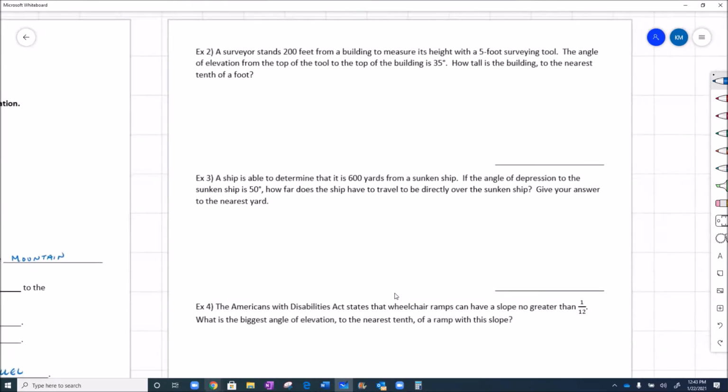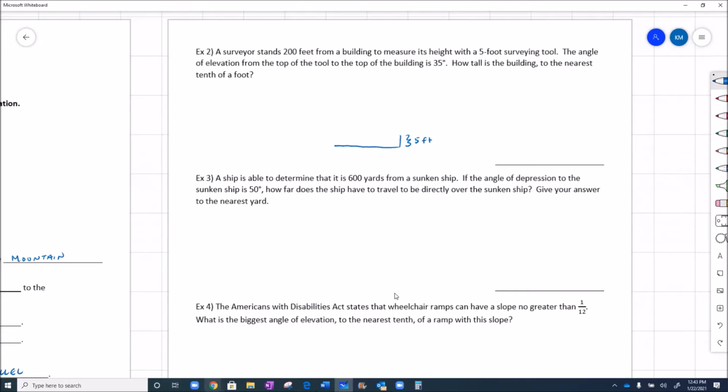Okay, moving to the next problem. Number 2 says a surveyor stands 200 feet from a building to measure its height with a 5-foot surveying tool. The angle of elevation from the top of the tool to the top of the building is 35 degrees. How tall is the building to the nearest foot? So here's what we got. We got a surveying tool. It's 5 feet off the ground, and it's how far away from the building? 200 feet away from the building.